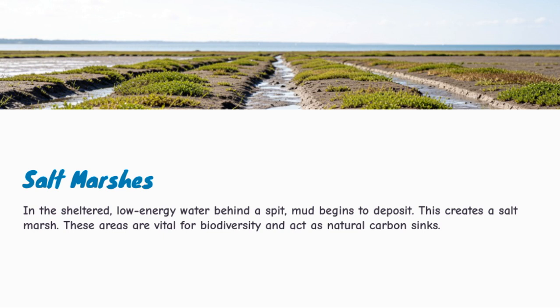Then pioneer plants begin to colonize the mud. These plants must be able to tolerate salty conditions and regular flooding by tides. As the plants grow, their roots trap more sediment and stabilize the surface. Over time, the marsh builds upwards and becomes more established.